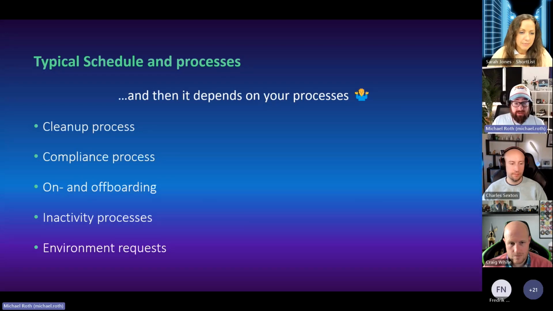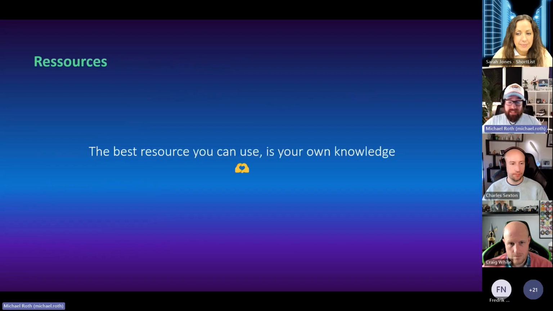Onboarding and offboarding, activity processes, and environment requests are those classic processes that you might need to check, usually not on a daily, but maybe on a weekly basis or something. And if you're not too familiar with the Center of Excellence Starter Kit, all those processes, they have apps and processes for that you can use out of the box. Pretty cool. And now I already come to my last chapter, and this is resources.